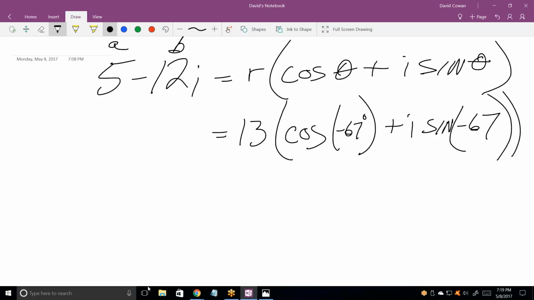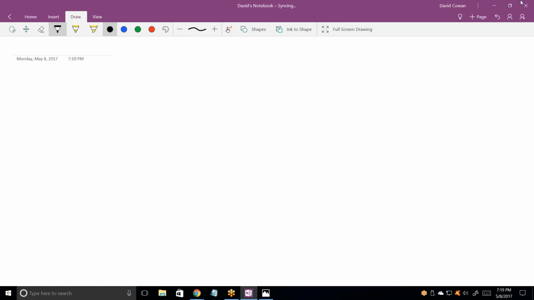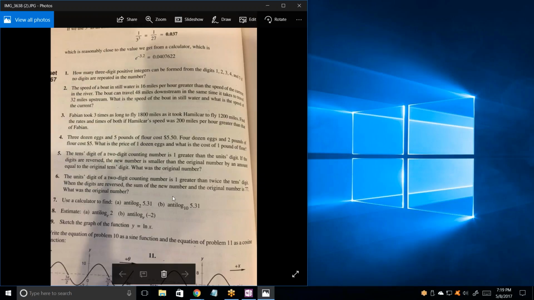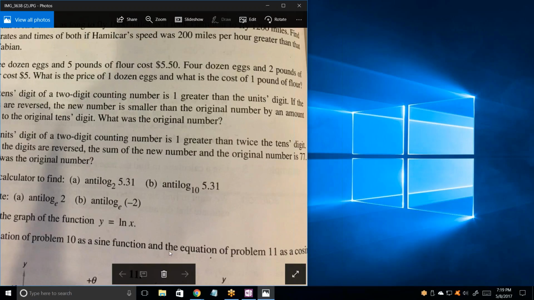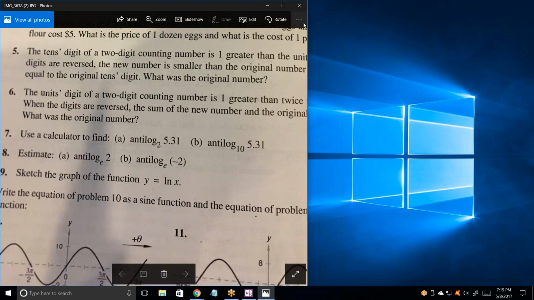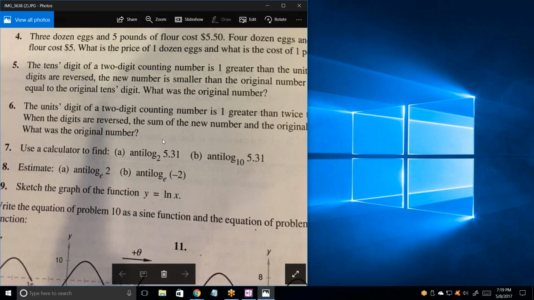Well, let's be done with this problem. Now let's go on to the next. Here's what I have from last week, and this did not have the complex number converting, so we're probably done with this page. Am I correct? Yes.